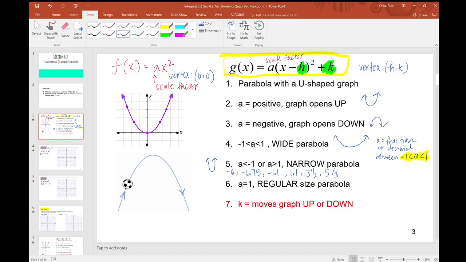So the letter k will move the parabola either up or down. And go ahead and put this as number 8. H will move the parabola right or left. What's tricky about h is that you are going to be graphing the opposite of what you see, and we'll get into that later. So let's look at explain 1a.